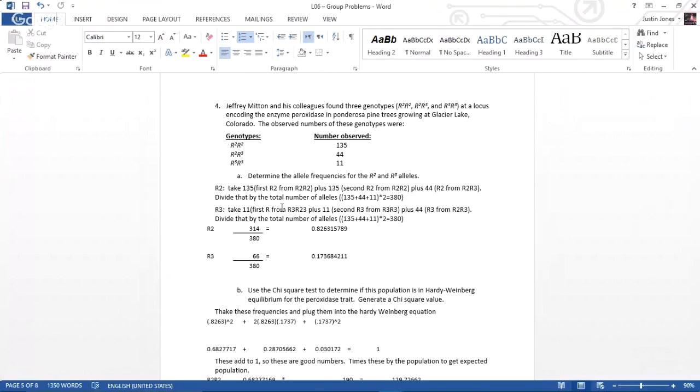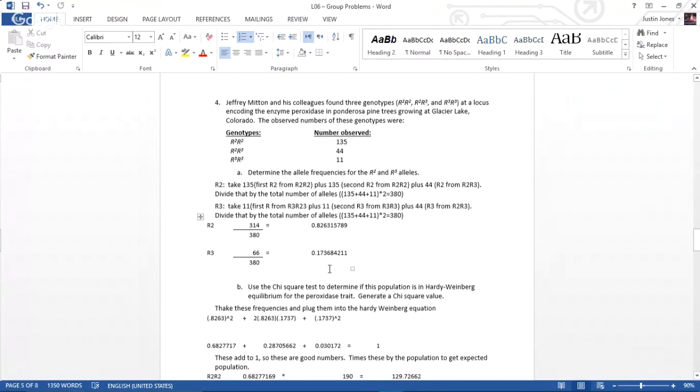So find the total number of alleles that we have. So we're going to have 135 here for R2, 135 again for R2 because there are 2 R2s, and then 44 from the second one. Add all those together and divide by the total alleles, which I gave here as 380. It's just all of those added together times 2. So you're going to take the total number of alleles for R2 and divide them by 380. You're going to get this ratio. And you do the same thing for R3. So 44 plus 11 plus 11 for the first and the second R3 respectively. Divide that by 380. Then you get 66 over 380 or 0.17.